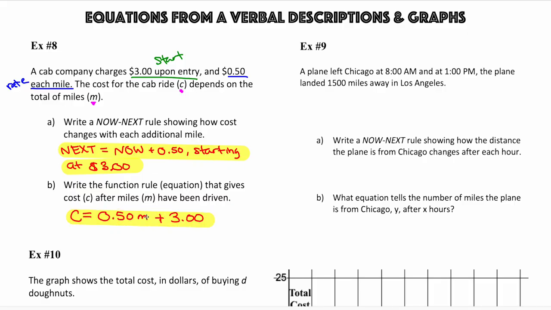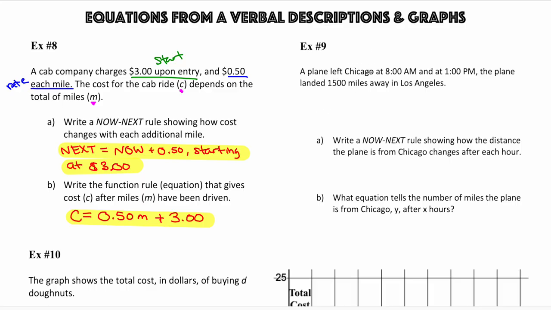So if we went 0 miles, we would do 50 cents times 0, which is 0, plus $3. My original cost is $3, which is what it said. Then if I went 1 mile down the road, I would do 1 times 50 cents, which is 50 cents, and I'd add that to $3. My 1 mile would be $3.50, which, if we follow the pattern, is adding 50 cents for each mile we go. So this equation holds true.